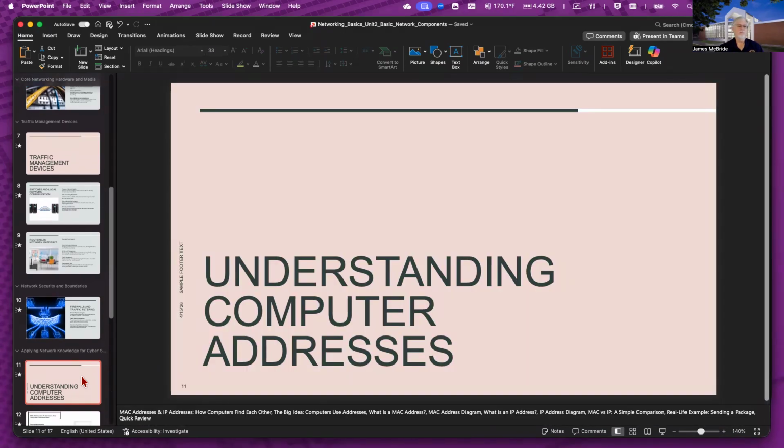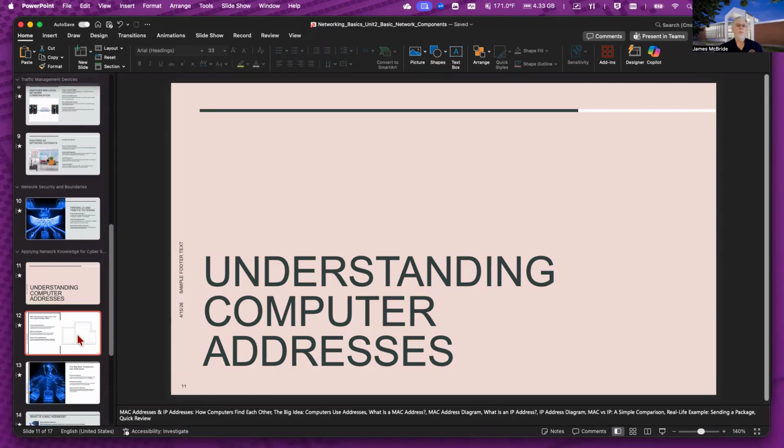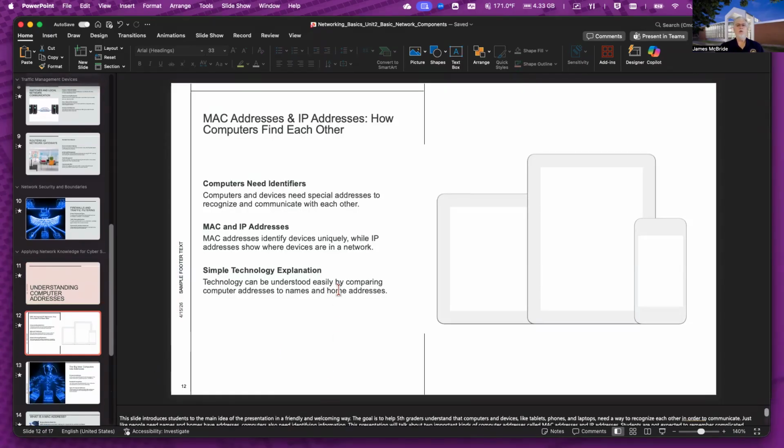addressing. Computers have to have identifiers, as we talked about. So that's kind of summing up that you've got to have a MAC address, you have to have an IP address. But why do we need both? What's going on here? Why are there two numbers here? There's actually more numbers than two, but these are the most important ones.